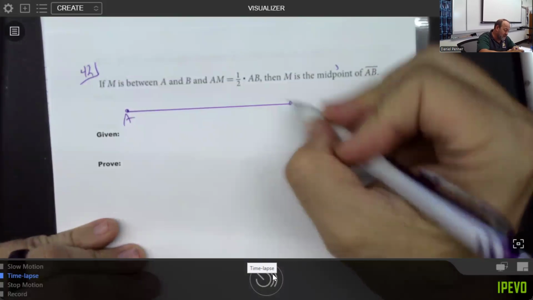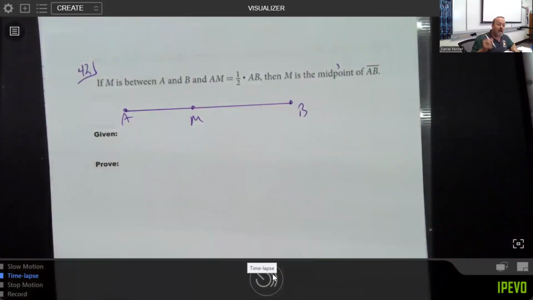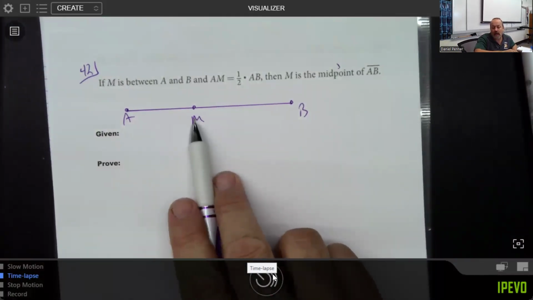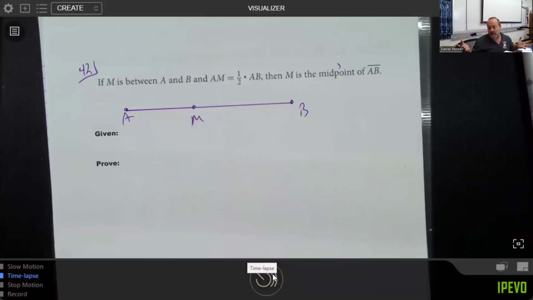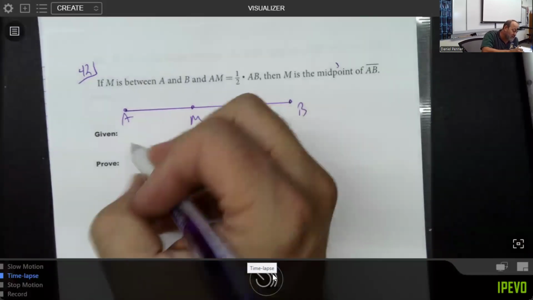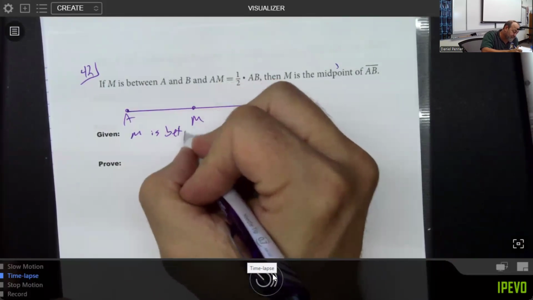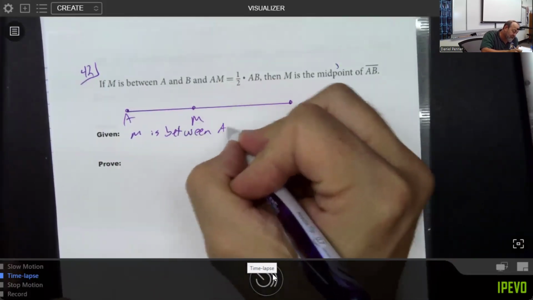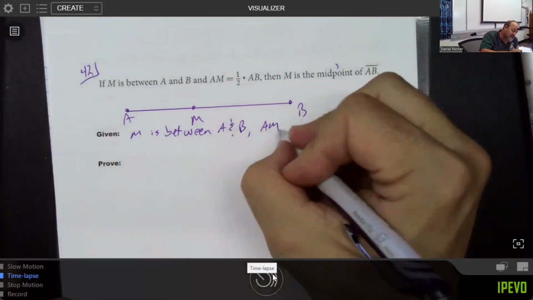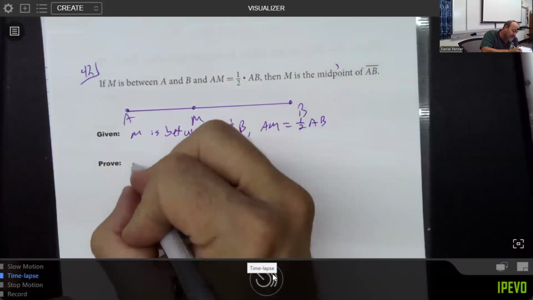That's all this says. Now, it never actually said anything else, but it says, oh, I want to show that I drew that kind of poorly, that in fact AM and MB would have to be exactly the same. I want to show that it's a midpoint. So my given information is that M is between A and B. That's the first piece that was given. The second piece is that AM is exactly 1/2 of AB. And what I'd like to prove is that M is the midpoint.